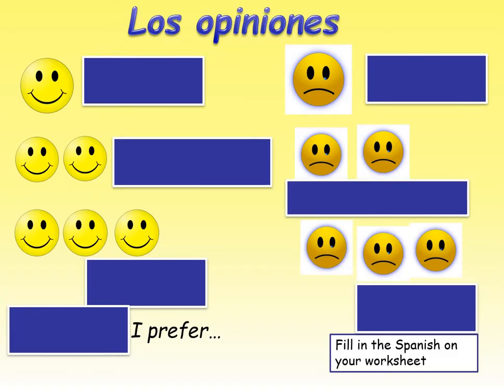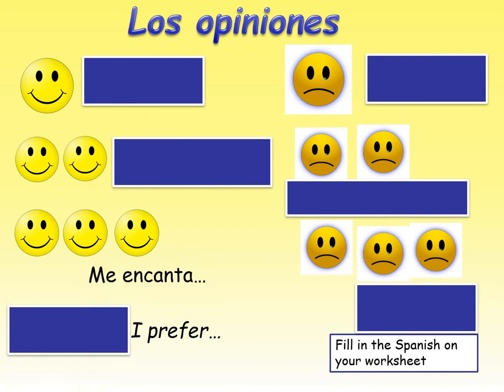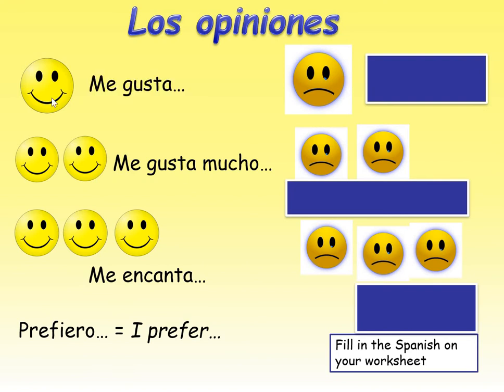Let's recap some more opinions now. We already revised these two. So what is I like? Hopefully you said me gusta. And then I really like, we add a mucho to it. Me gusta mucho. I like a lot, in other words. So if I wanted to say I really like going shopping, which actually I don't, then I would say me gusta mucho ir de compras. If I want to say I love cooking, then I will say me encanta cocinar.